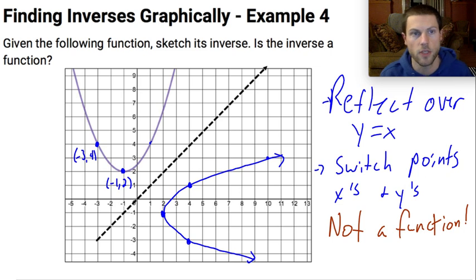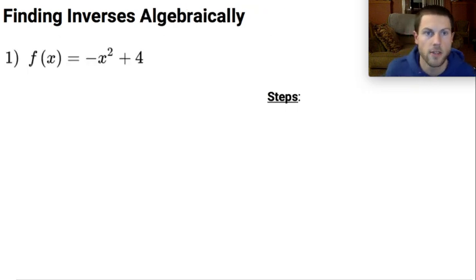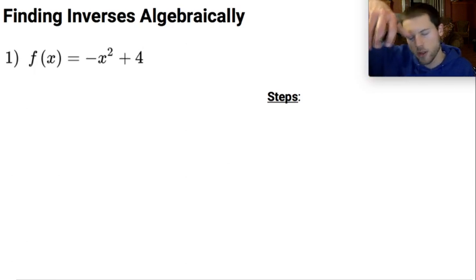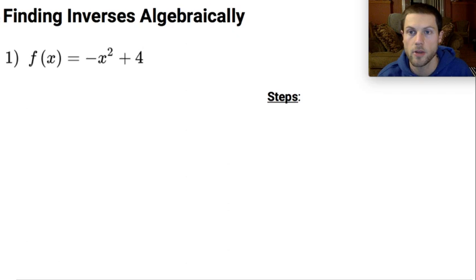We can do it with all kinds of pictures. We don't even know the equation. We just switched x's and y's. Let's talk about finding inverses algebraically now. So here is a function, -x squared plus 4. You can imagine what that looks like. You can think about what it might look like to reflect this thing. But let's talk about just the algebra.